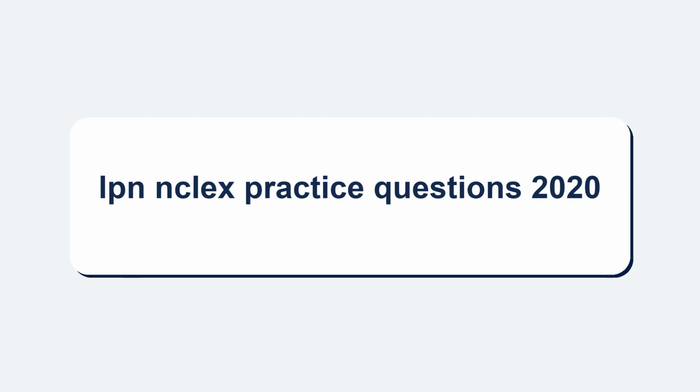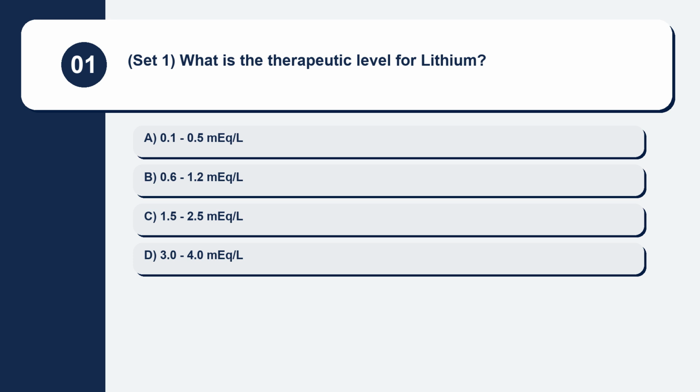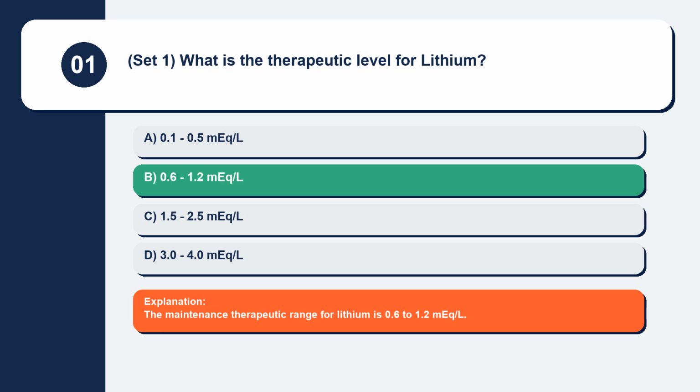LPN NCLEX Practice Questions 2020. Question 1. Set 1. What is the therapeutic level for lithium? 0.1 to 0.5 milliequivalent/L, 0.6 to 1.2 milliequivalent/L, 1.5 to 2.5 milliequivalent/L, 3.0 to 4.0 milliequivalent/L. The maintenance therapeutic range for lithium is 0.6 to 1.2 milliequivalent/L.